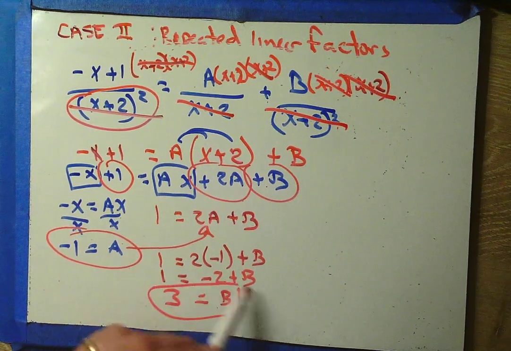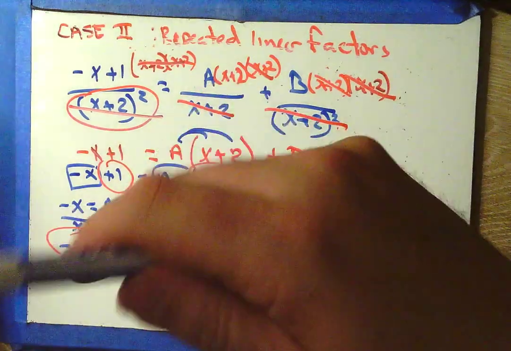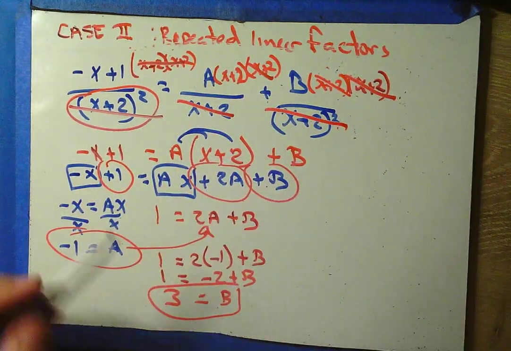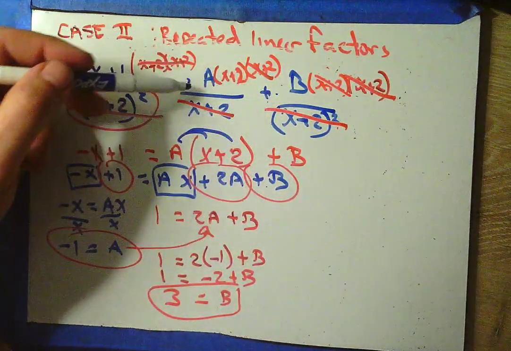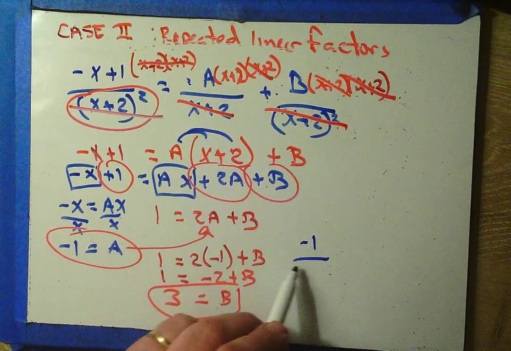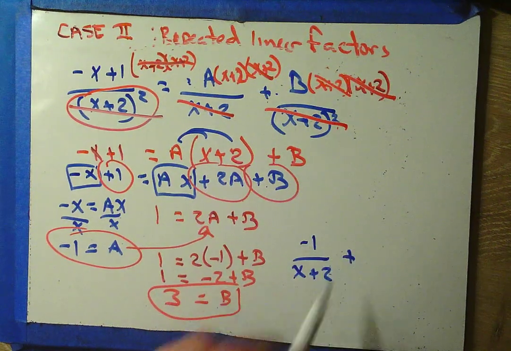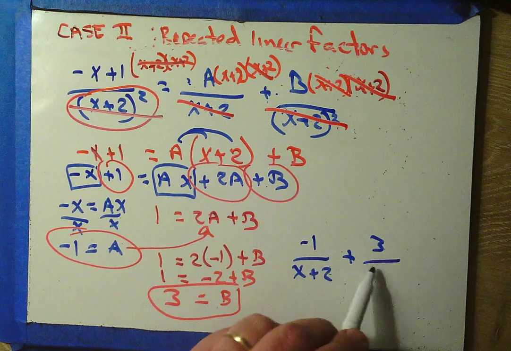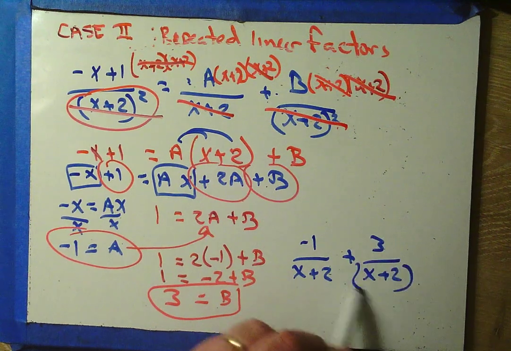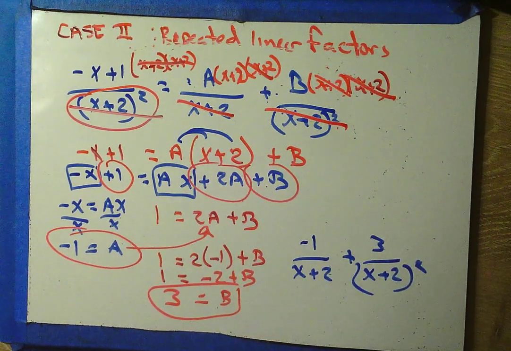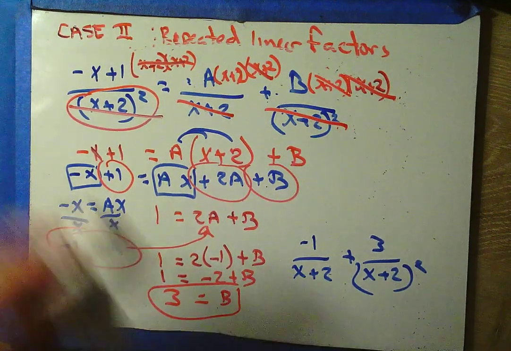Remember, when you found these coefficients, you're not done yet. You still need to write them over the original fractions. So we're going to have negative 1 over x plus 2, and we're going to have a 3 over an x plus 2 squared. Okay, so there's case 2, repeated linear factors.